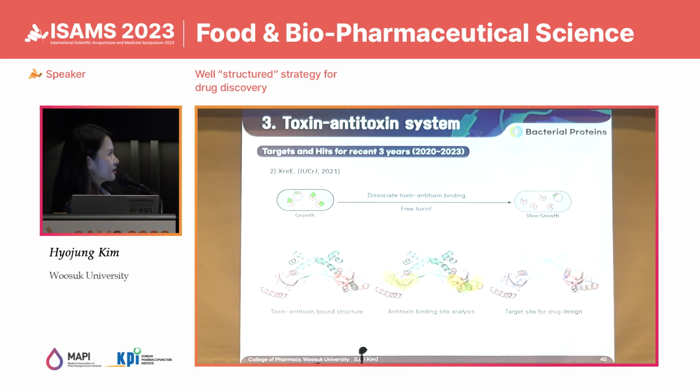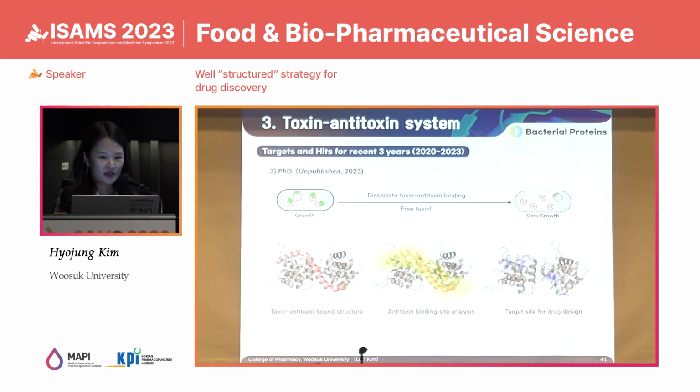And another product is to dissociate the toxin and antitoxin binding structure and free the toxin, and the toxin can be a suicidal agent. So I'm working on these two structures now. But all 88 toxin and antitoxin pairs have different figures. So they all have different shapes and different binding states. So studying these other shapes of toxin and antitoxin pairs is another target of mine.